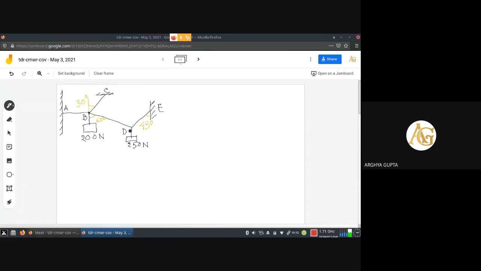As the number of forces is less at point D, I will start by drawing the free body diagram from point D, as fewer forces are there at point D. So this is the primary concept: the free body diagram should be drawn starting from the point with fewer forces. So here I will start from point D. 250 Newton. Tension will be there here, and another force will be there for D here.